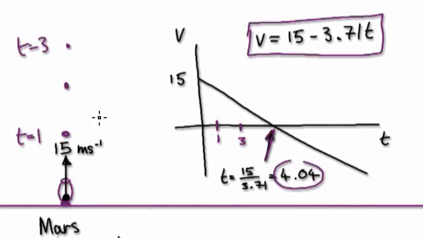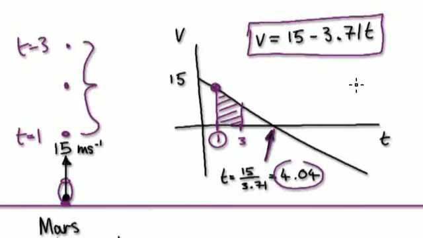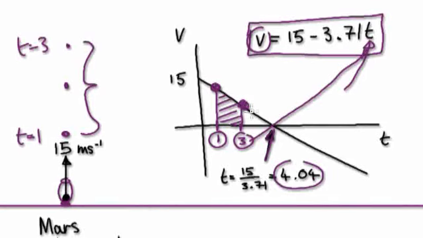Now let's say you want to know the distance traveled between t equals 1 and t equals 3. In which case you would need to find out the area of this trapezium here. To do this, you need to know this height. Put 1 into this equation here, and it will give you v. That will represent the height. And then to get this height, put the 3 into the t here.